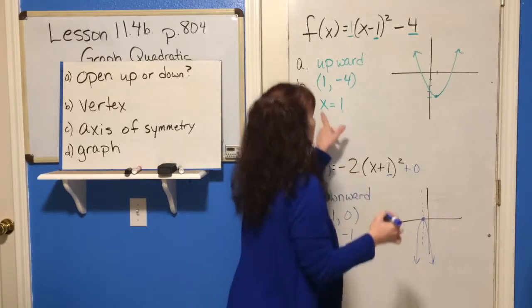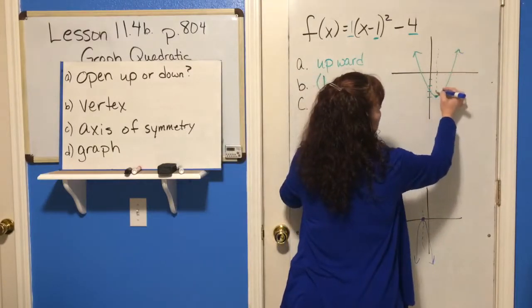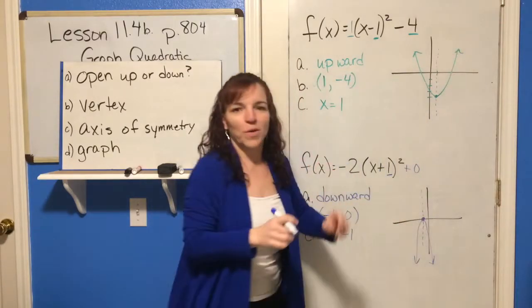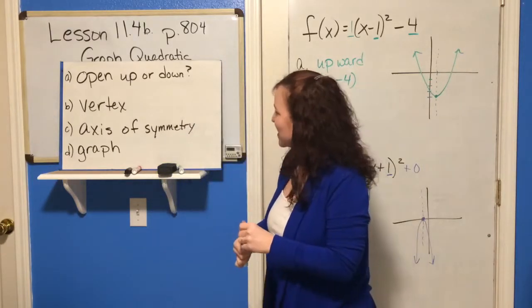I can show you this one. X equals 1 was right here, and so there's this axis of symmetry right here on your parabola here. All right, so now you know all the exact points, all the exact parts.